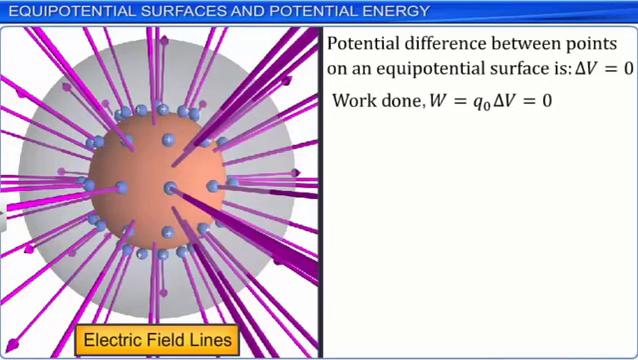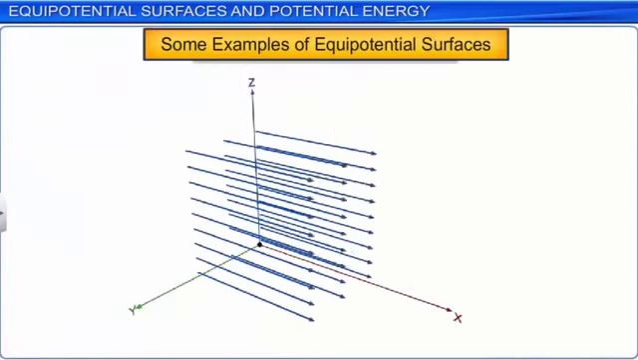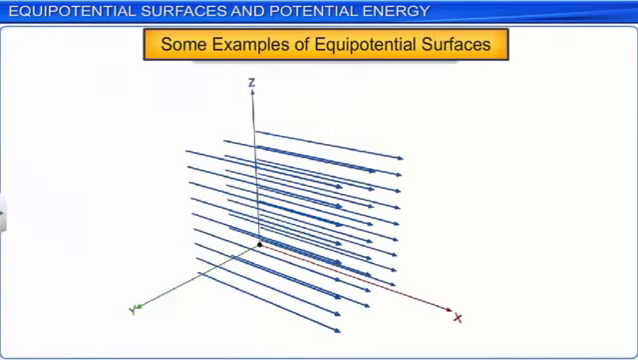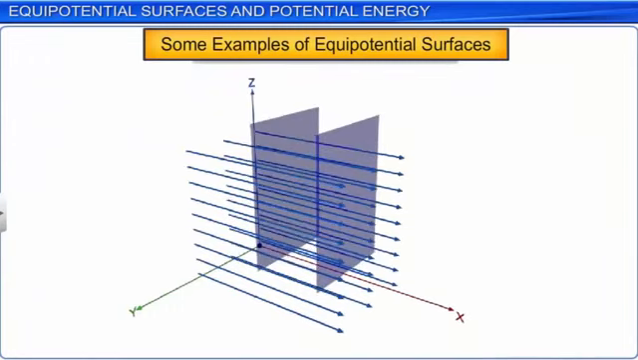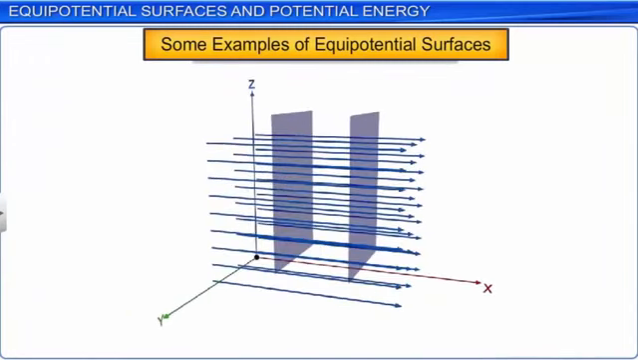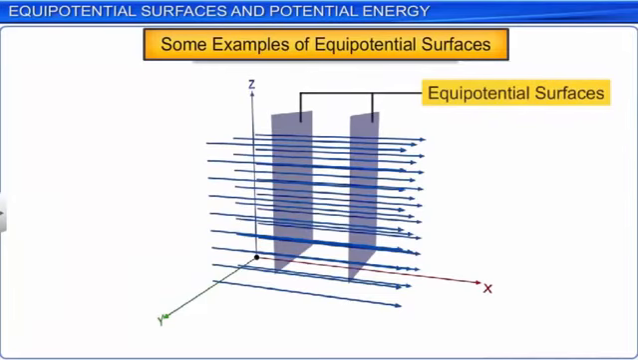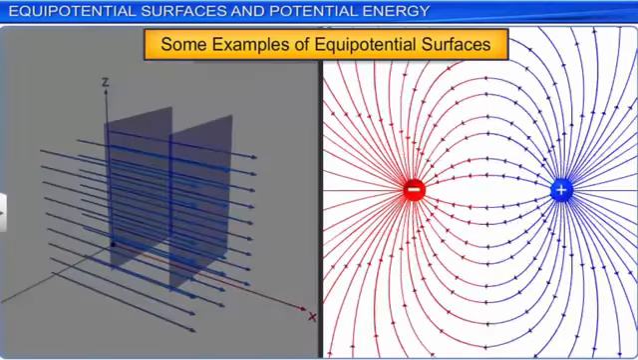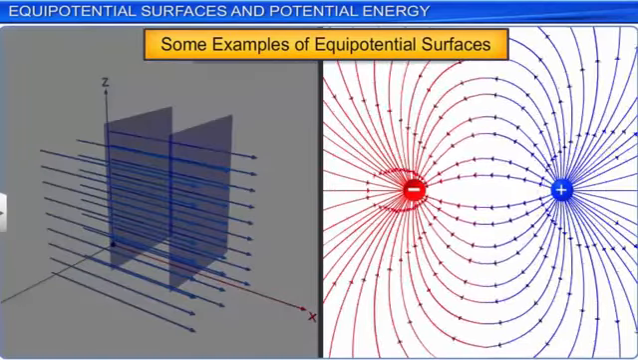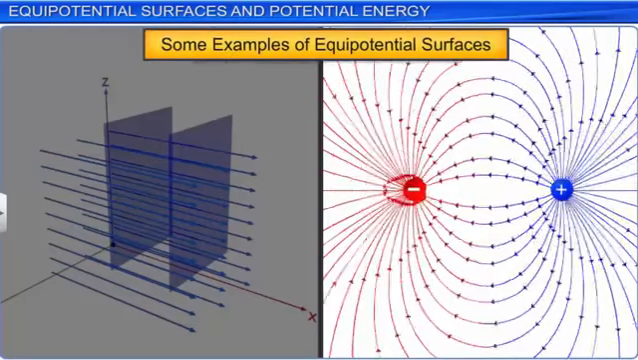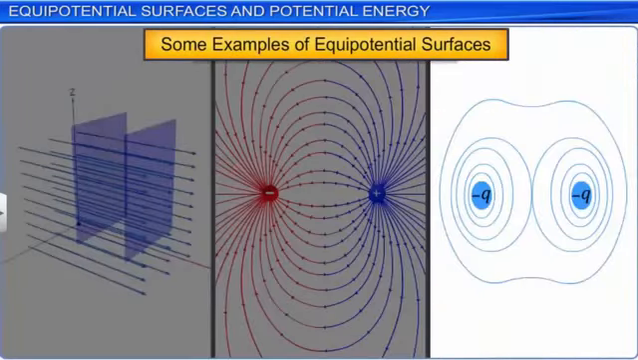Assume a uniform electric field along the positive x-axis. Then, the planes parallel to the YZ plane represent equipotential surfaces. The concentric spheres around the charges in a dipole represent equipotential surfaces. The equipotential surfaces for a charge configuration consisting of two identical charges, minus Q each, is shown.